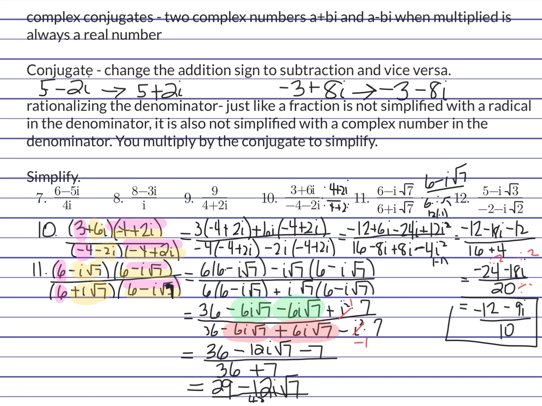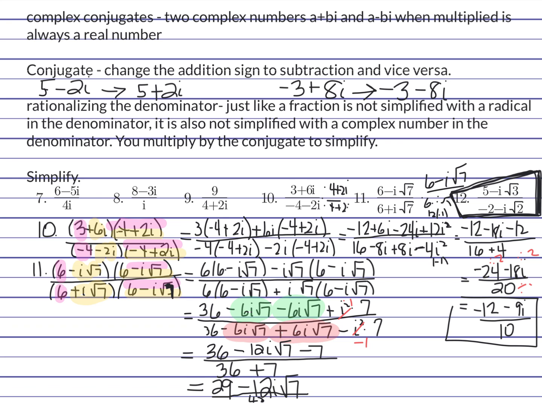I think that looks correct. So my final answer, since 29, 12, and 43 do not have a common factor, is 29 minus 12i square root of 7 over 43. Let's save number 12, since we've done enough. Let's save number 12 to do together in class. So someone remind me. We'll do number 12 before we do the assignment. So we'll do that one together in class.